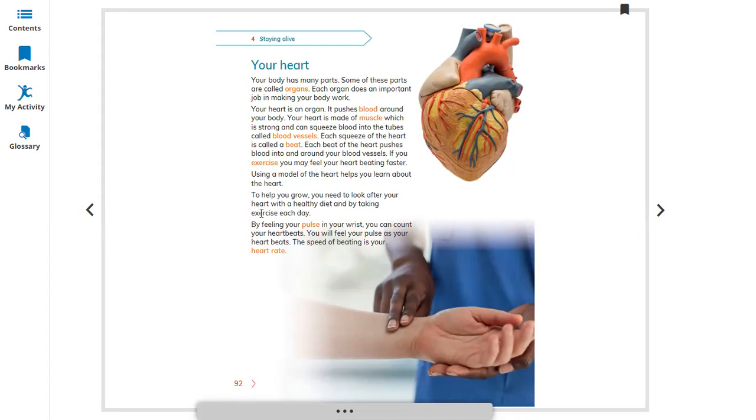Obviously, all of your body, the blood is controlled by your heart. So if you want to make your body healthy and want your heart to work well, you need to look after your health and you should eat a healthy diet. To help you grow, you need to look after your heart with a healthy diet. What is a healthy diet? What are you eating? Are you eating and doing exercise?